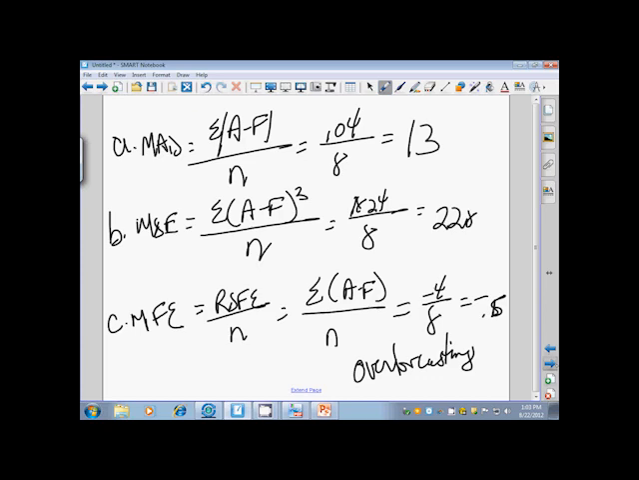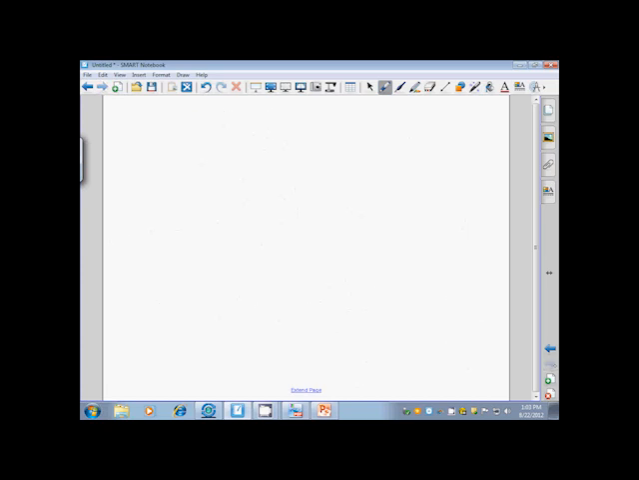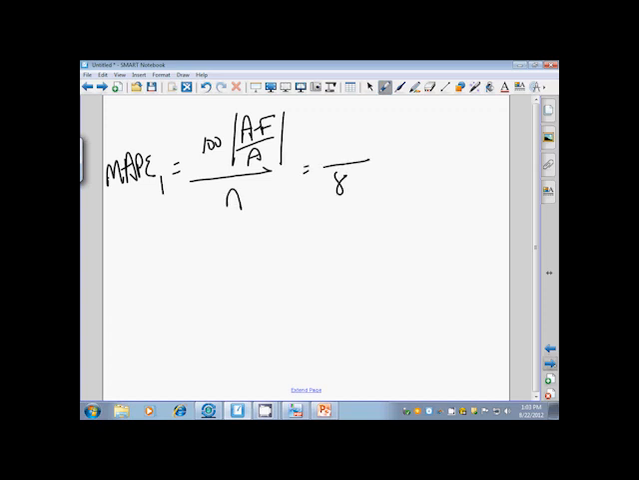In the third problem, it asks for you to do the MAPE, the mean absolute percentage error. The formula for both is 100 times the actual minus the forecasted divided by the actual. Take that absolute value, multiply it by that 100 again, and divide by n. Our n is still 8. That hasn't changed. But how do you get that actual?